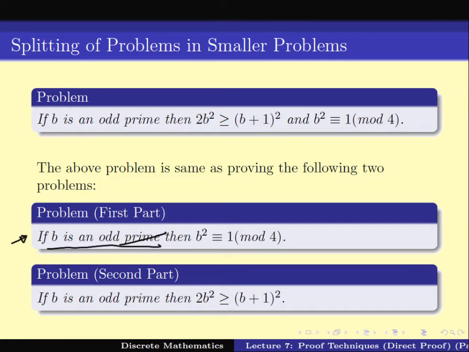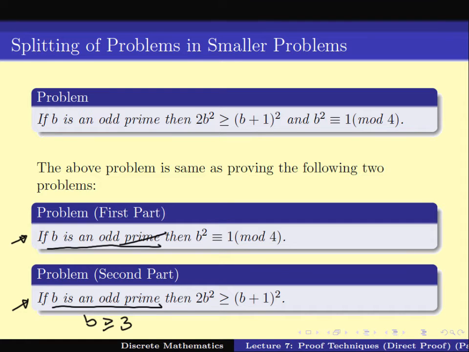Similarly, in the second part, where we have proved that if B is an odd prime, then 2B squared is greater than or equal to (B plus 1) whole square. What is the property of odd prime do we need? We will only need the fact that B is greater than or equal to 3. Well, if it is an odd prime, it has to be greater than or equal to 3.